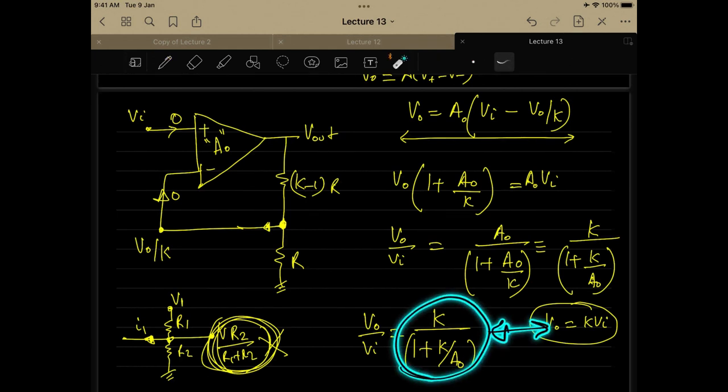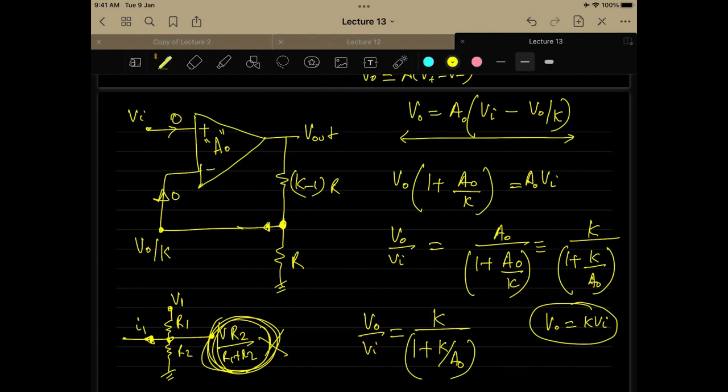Can anyone tell me what assumptions you have to make? A0 is larger than K. So if your K by A0 is greater than 1, then it's possible. Or other way around, sorry. Sir, it should be very much less than 1, right? Yes, it should tend to 0. So that shows your A0 is very, very much larger than K, which means you want as high a gain as possible, which we were discussing earlier.